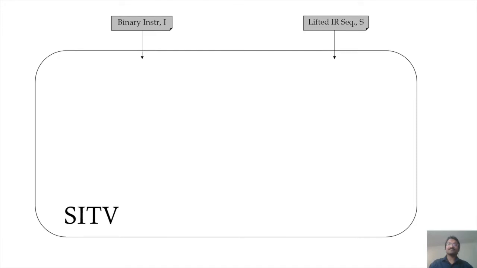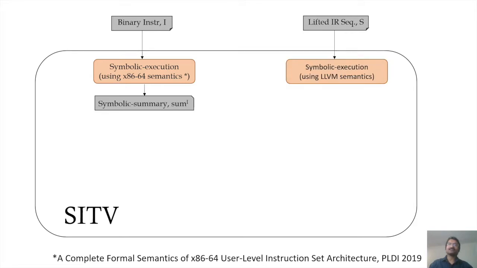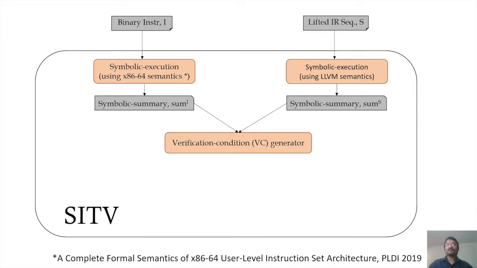Let's have a peek inside this single instruction translation validation framework, which takes as input the binary instruction I and the lifted IR sequence S. First, the binary instruction is symbolically executed using x86-64 semantics, which we developed as one of our prior works. The output of the symbolic execution is a symbolic summary. Similarly, the lifted IR sequence is symbolically executed using LLVM semantics in order to generate the corresponding summary. The two summaries are then fed to a verification condition generator. The generator generates satisfiability checks as shown here to ensure that the two summaries are equivalent.